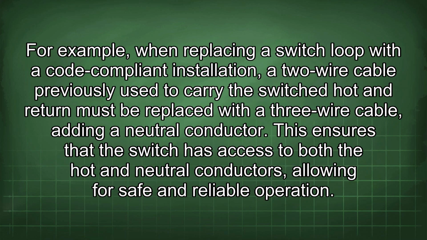For example, when replacing a switch loop with a code-compliant installation, a 2-wire cable previously used to carry the switched hot and return must be replaced with a 3-wire cable, adding a neutral conductor. This ensures that the switch has access to both the hot and neutral conductors, allowing for safe and reliable operation.